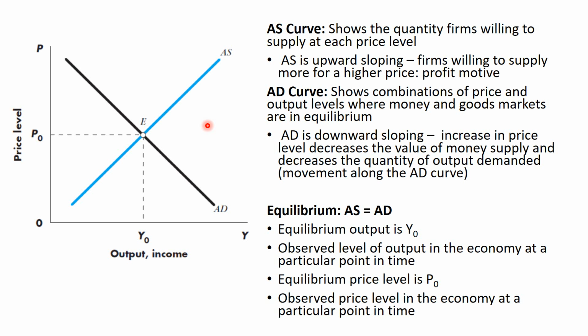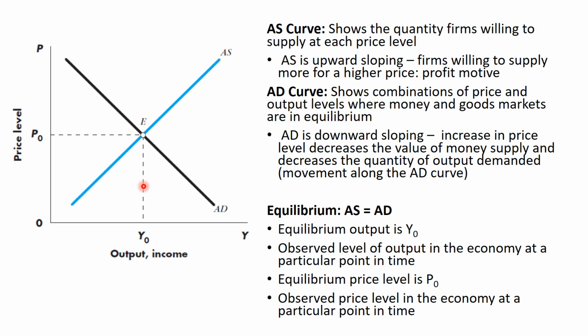Equilibrium here is where the demand for goods and services is equal to the supply of goods and services, and that's shown by the intersection of the aggregate demand and the aggregate supply curve. This then represents the observed price level and the observed level of output in the economy at a particular point in time.